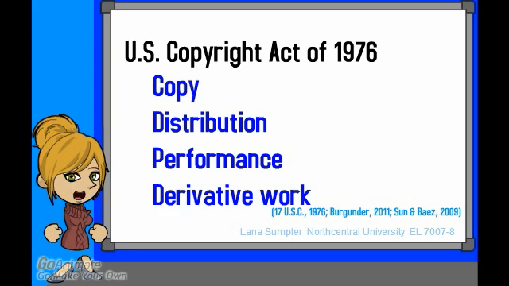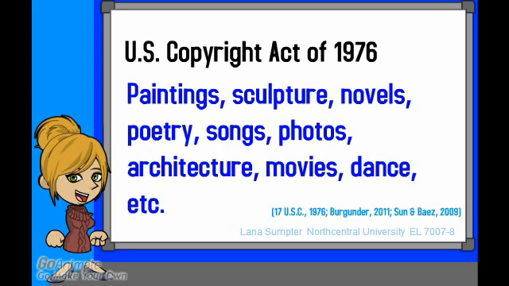Derivative works are items such as movies and books based on an original work. An author other than J.K. Rowling could not legally make Harry Potter a character in another book. A graphic artist cannot make a poster with photoshopped work based on an identifiable Associated Press photo. The Copyright Act of 1976 covers a wide variety of creative works, from paintings to sculpture to novels, poetry, songs, architecture, movies, dance, and more.